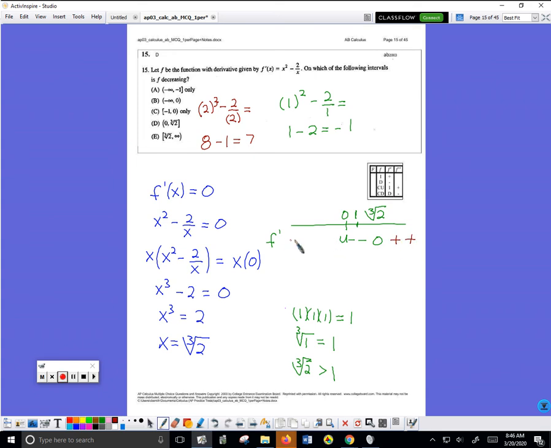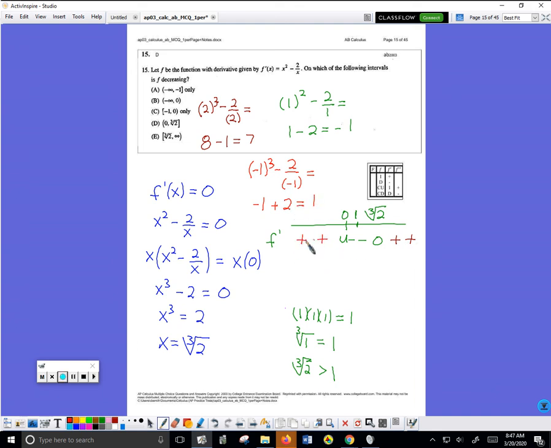If I try something less, negative 1 would be a good choice. So I come here and try negative 1. Always use parentheses when replacing the x. So negative 1 cubed would be negative 1, minus this would become positive 2. 2 divided by negative 1 is negative 2, but that negative makes it back to positive. So that's a plus. Therefore, these are plus as well.